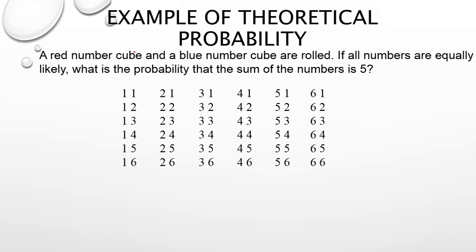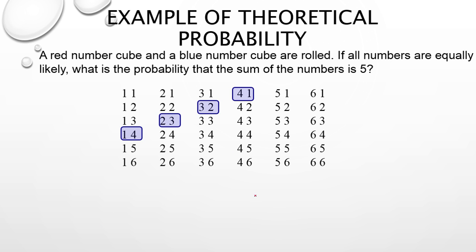Now what we need to do is find the sum. Sum means to add. So we have 1 and 4. We have 2 and 3. We have 3 and 2, 4 and 1. And if you go further, you won't see any more that adds up to 5.